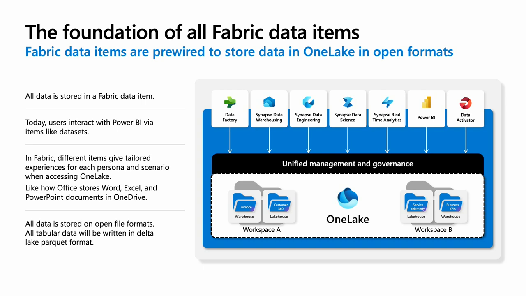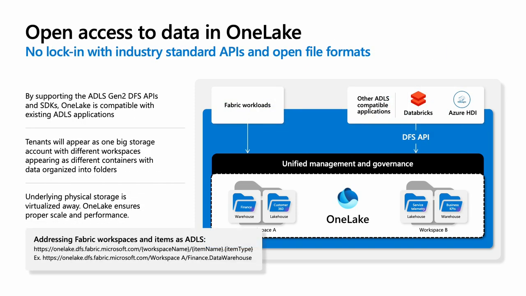While Fabric data items will standardize on Delta Parquet for tabular data, OneLake is still a data lake built on top of ADLS Gen 2. It will support any file type, structured or unstructured. How the data is stored is important because OneLake is not just a Fabric data lake or a Microsoft data lake. It is an open data lake. In addition to being built on ADLS Gen 2, OneLake supports the same ADLS Gen 2 DFS APIs and SDKs, making it compatible with existing ADLS applications, including Azure Databricks and Azure HD Insights.